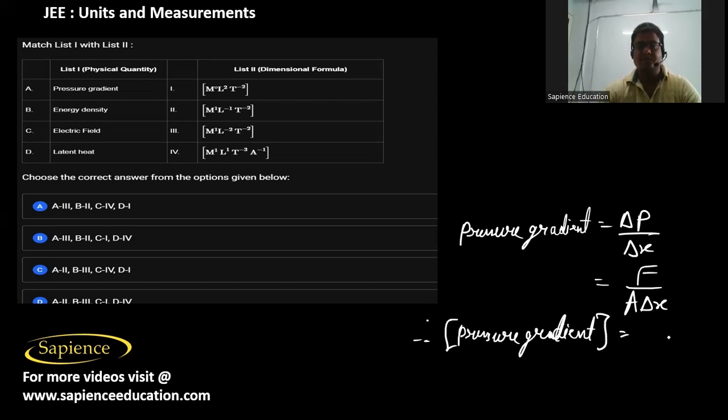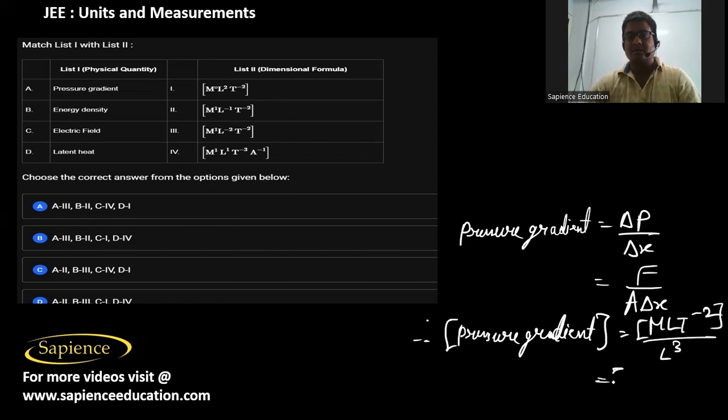will be equal to force, that is M L T power minus 2, divided by L cube. So this will be M L power minus 2 T power minus 2. So A matches with 3.